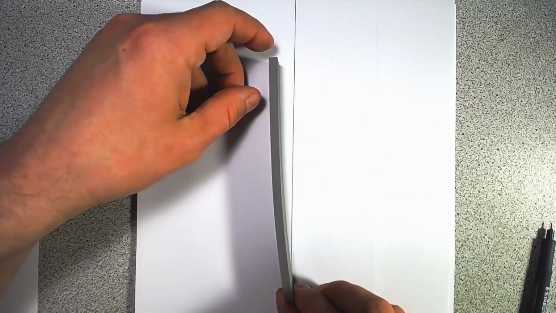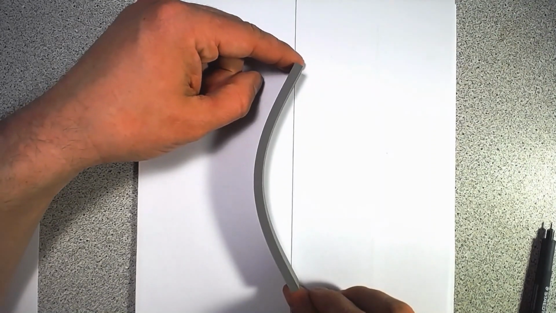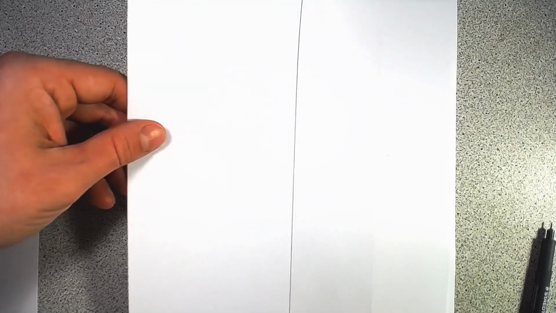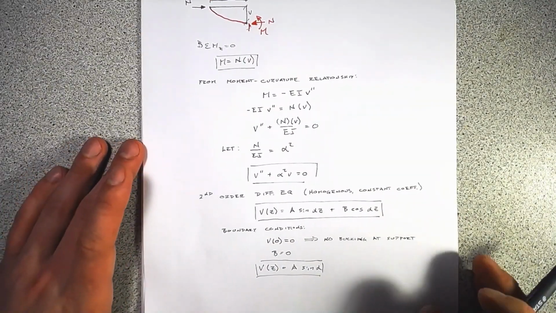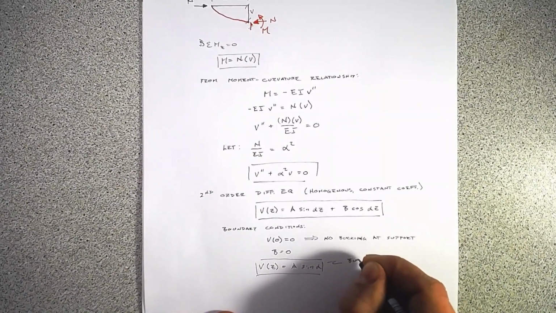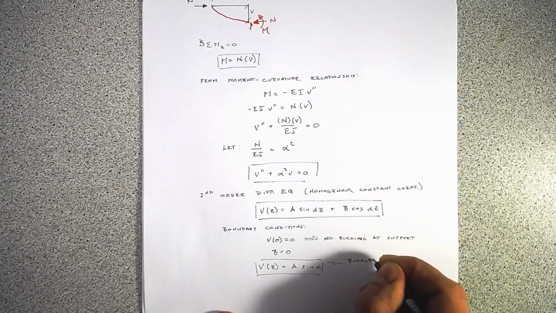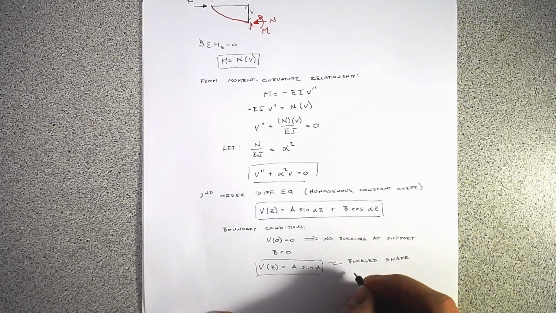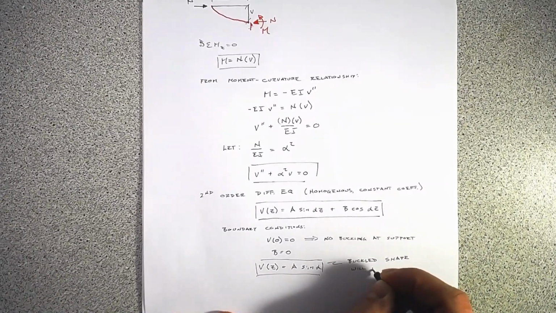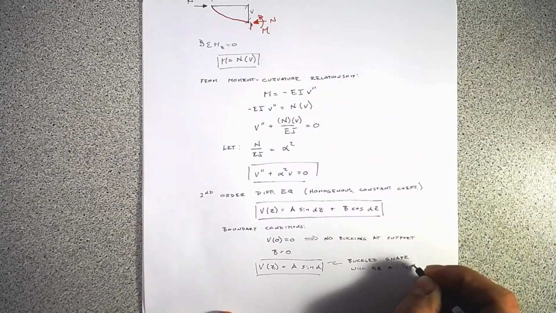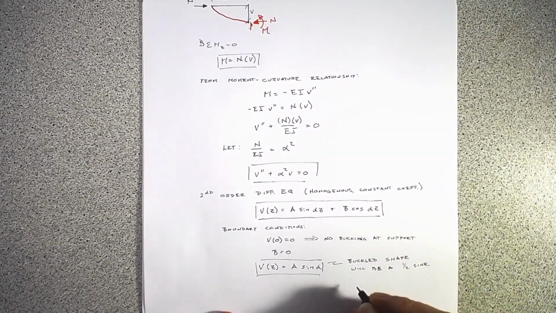And so that's always nice, that the mathematics seems to approximate what we're seeing in reality. And so that's worth even writing down: the buckled shape will be a half sine wave.